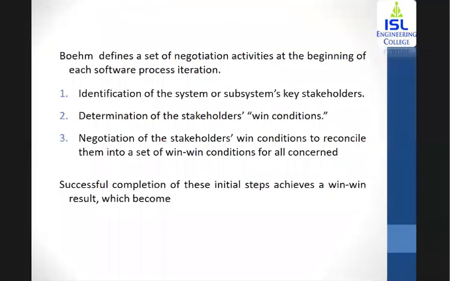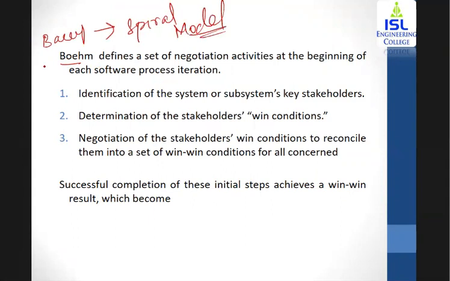This is negotiating requirements. Now, Boehm defines a set of negotiation activities at the beginning of each software process. Now, you remember the name Barry Boehm. He designed the spiral model. This particular person has also defined a set of negotiation activities that you need to follow.